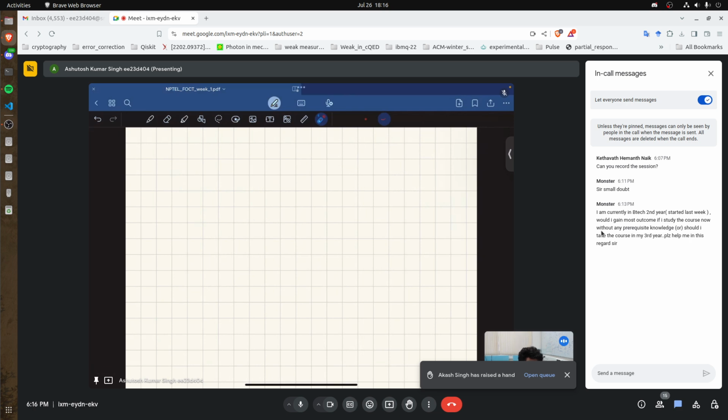I'm currently in BTech second year, started last week. Would I gain most outcome if I study the course now without any prerequisite, or should I take the course in my third year? Please help me in this regard, sir. The person asking this question is saying that he is in BTech second year and if this course would help him.